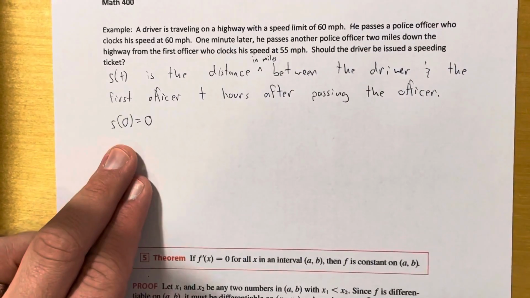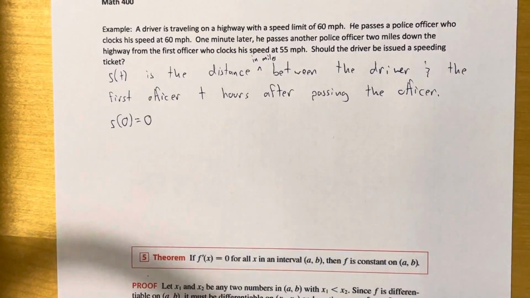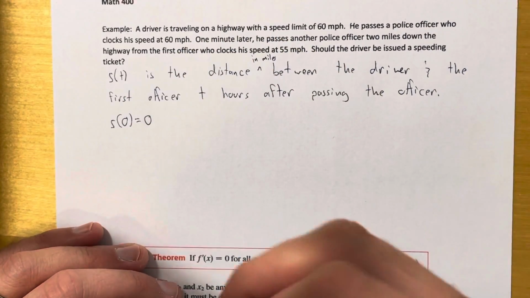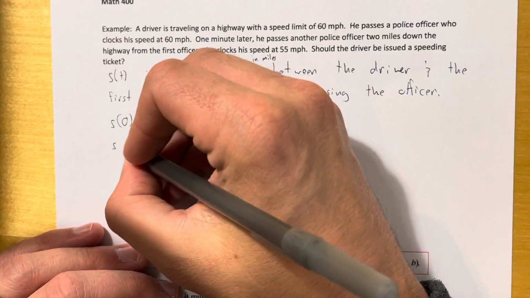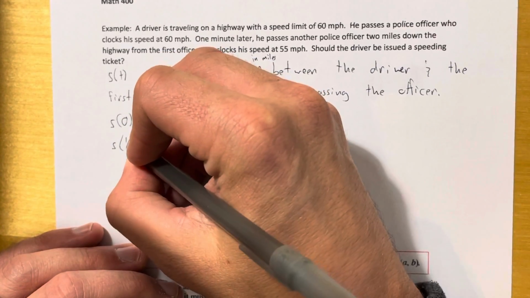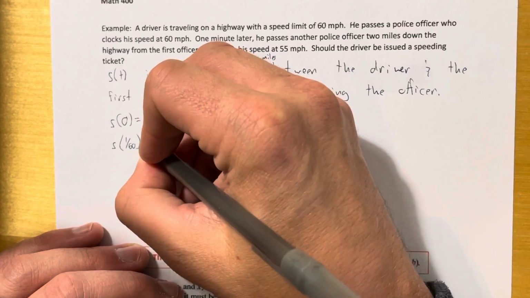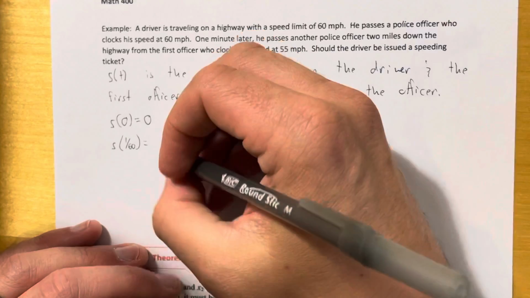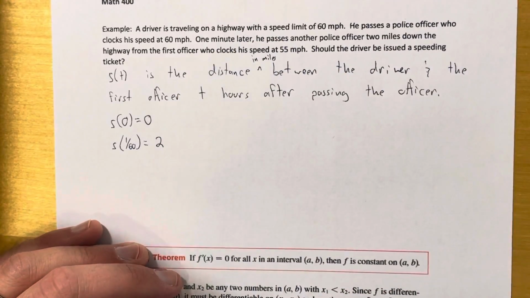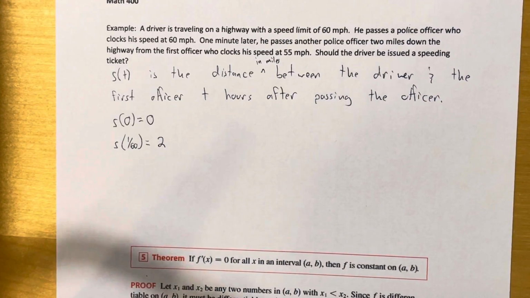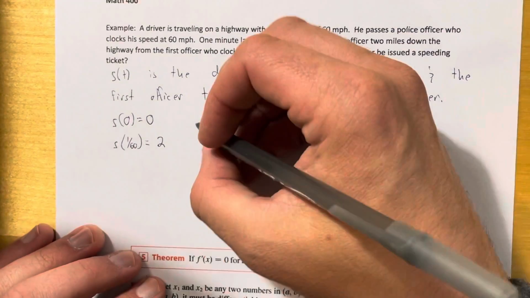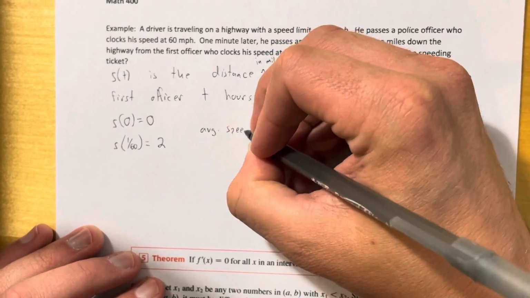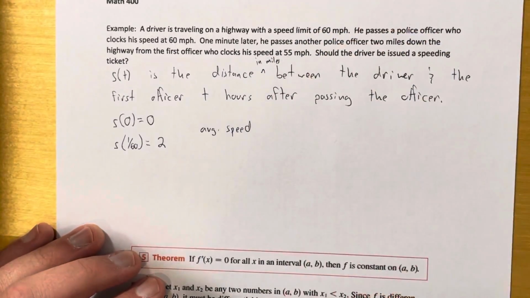Okay? The next officer, he reaches after 1 minute. So after 1 minute, because time is measured in hours, I would think of that as 1/60th of an hour. And at that point, he's traveled 2 miles down the road. He's now 2 miles away from the first officer, so that would equal 2. Okay? So what is the average speed that this guy was traveling?